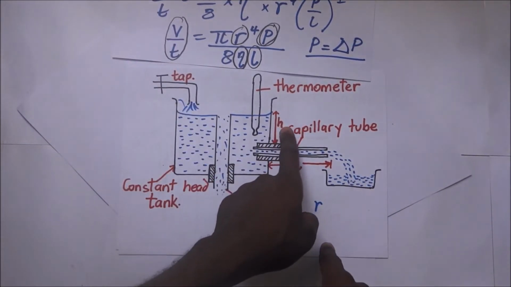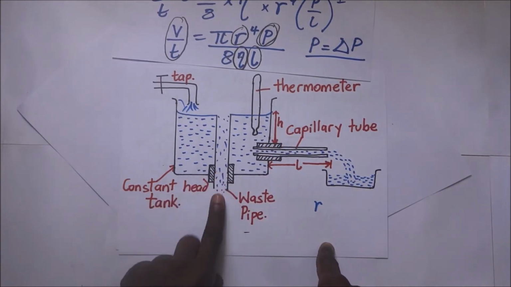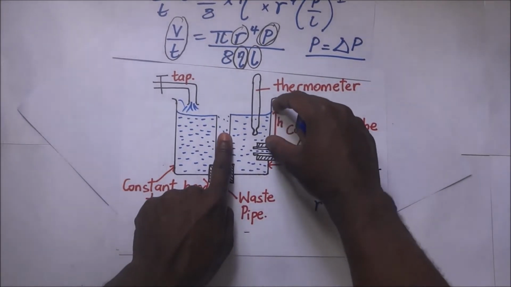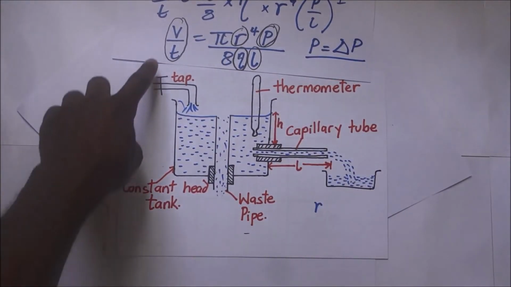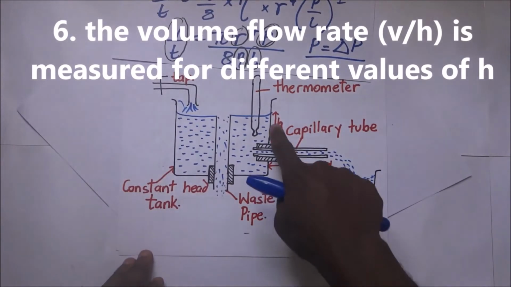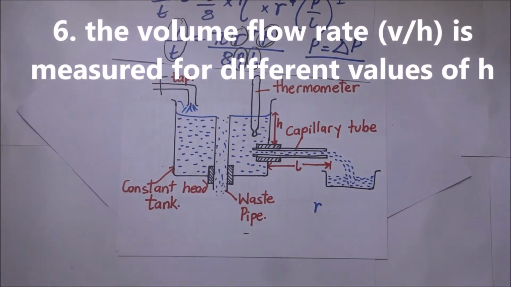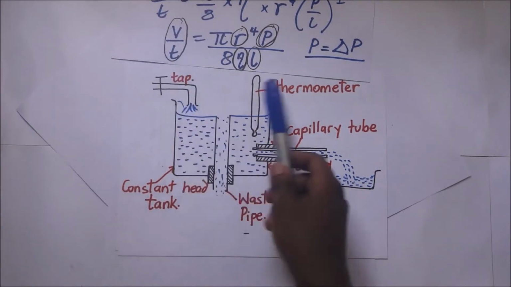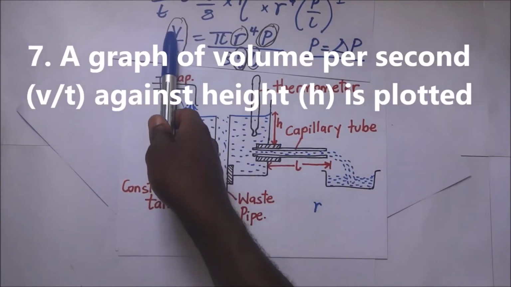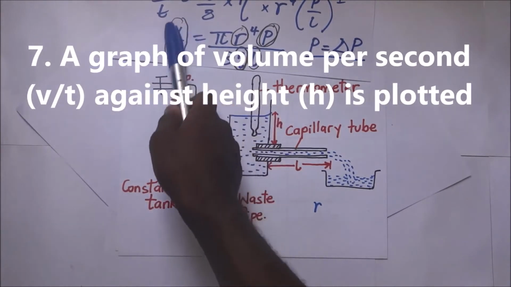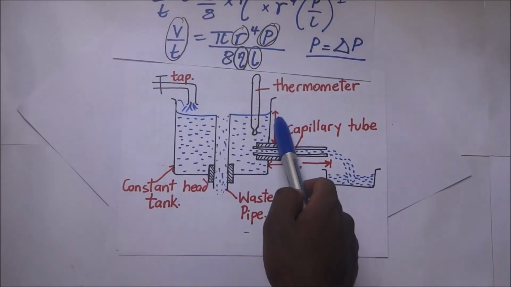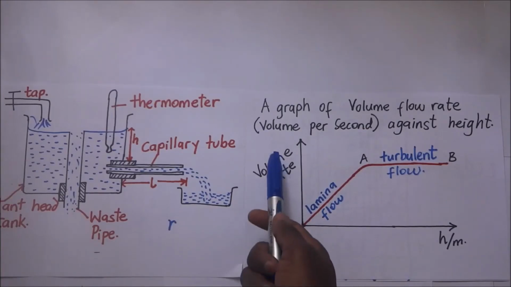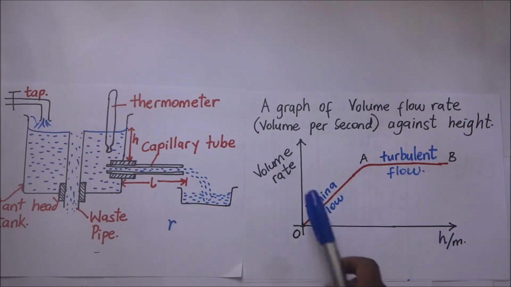And how do you get the different values of H? By adjusting the waste pipe. Either you push it up so that the value of H increases, or you push it down so that the value of H reduces. You get the value of V over T for different values of H, and after doing so, you plot a graph of volume flow rate against height, because these are the two things you're varying. So you plot a graph of V over T against H.